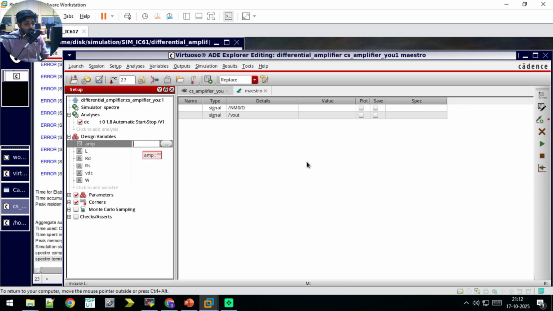Amplitude is 10 milli, 10 milli. Length I'm taking as 1 micro. RD I'm keeping as 8 kilo, and RS, in fact, we are not using RS, let me keep it as 0. VDC around 700 millivolts, and width I'm keeping as 10 times the length, 10 micro. Yes, right. So let me simulate it.